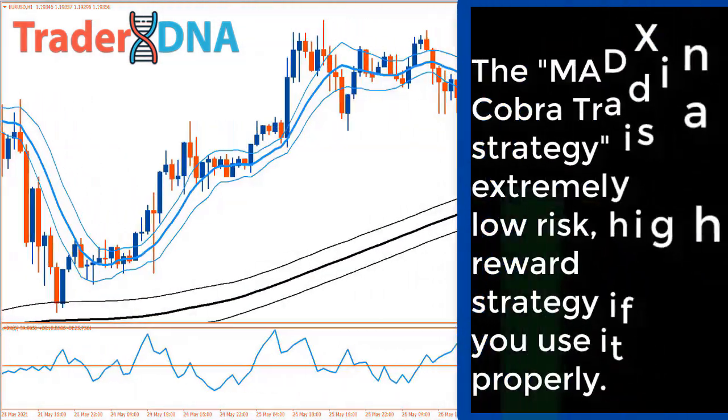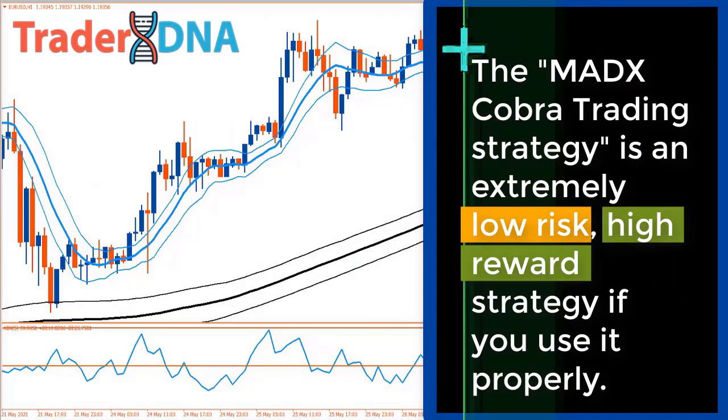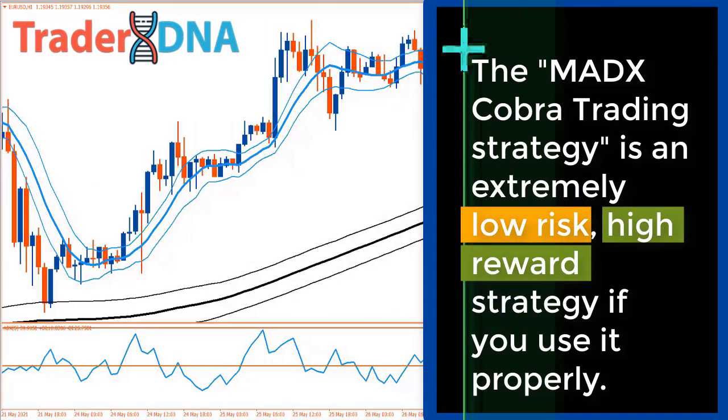The new MADX Cobra trading strategy is an extremely low-risk high-reward strategy if you use it properly. The only thing that could make this system fail over the long term is you not sticking to the rules.